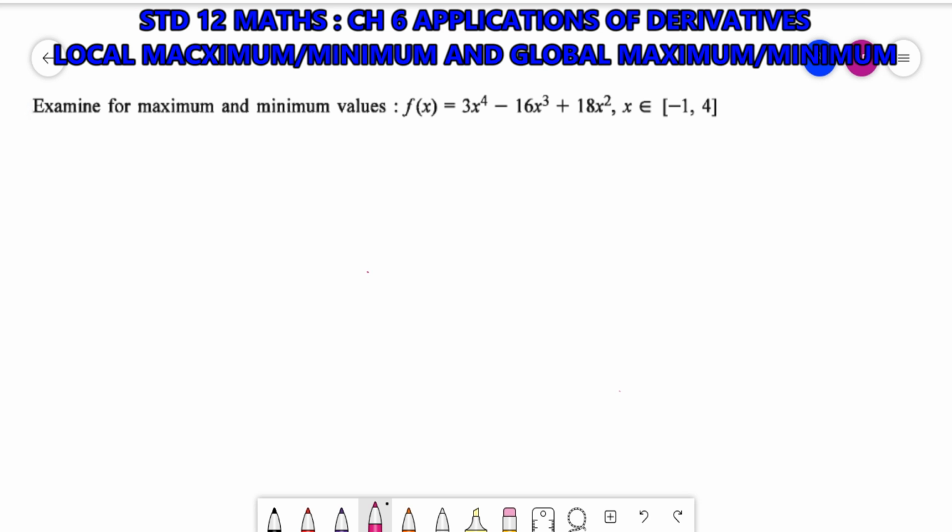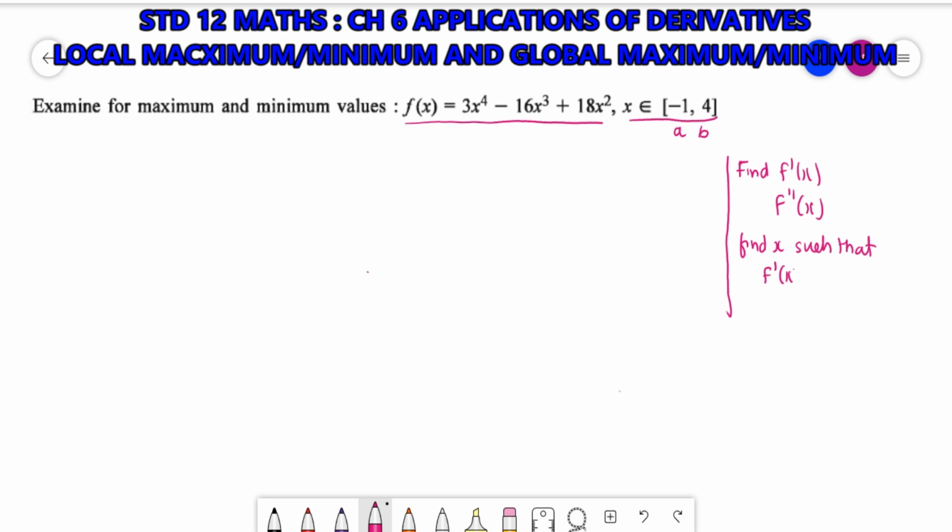Now see, the function is given f(x) equal to 3x raised to 4 minus 16x cubed plus 18x squared, and x belongs to minus 1 to 4. This is A and this is B. I'm writing down these steps. First step, find f dash x, or we'll use f double dash x as well. Now find x such that f dash x equal to 0.